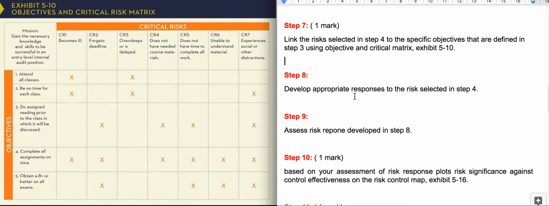Then you go to step 8. Step 8 says develop appropriate responses to the risks selected in step 4. This step is not something the internal auditor will do. It's something the internal auditor will evaluate. However, we need to do this step in order to complete the others. So, for example, losing money. This is a risk. What should your business do, or what should you build into your business to limit the impact of this risk if it happens, or at least limit the possibility of it happening?